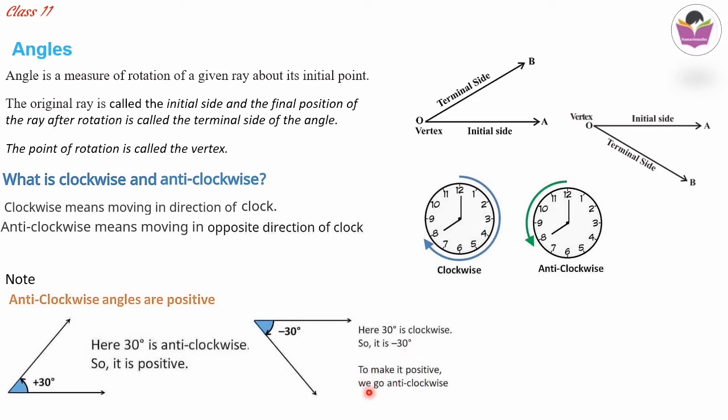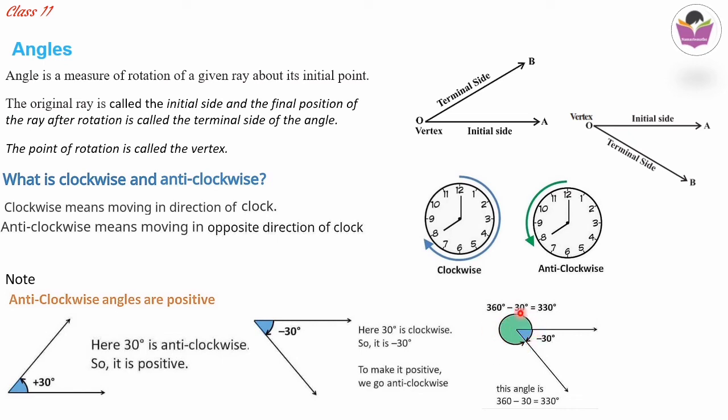To make it positive, we go anti-clockwise. If you want to make this 30 degrees positive, we have to go anti-clockwise, this way. So this is minus 30. If you want to make it positive, we have to measure the reflex angle, the other portion.